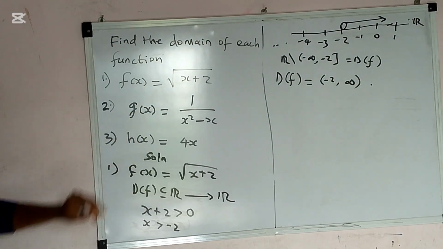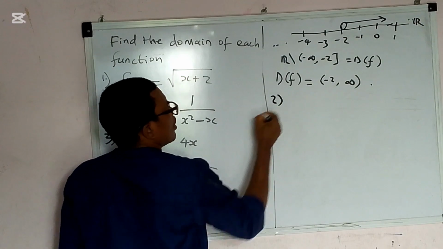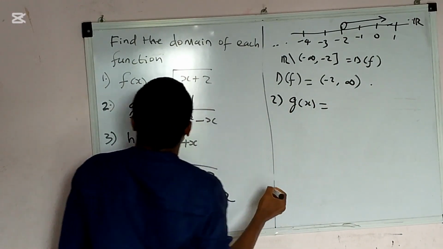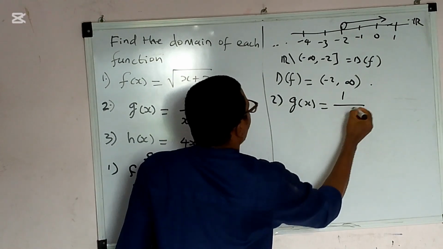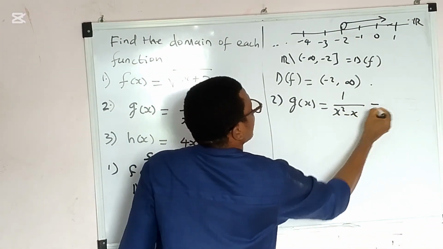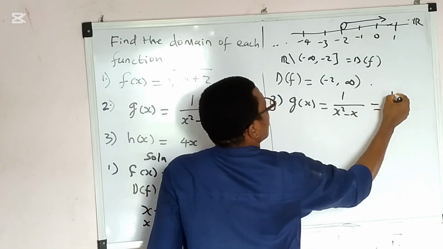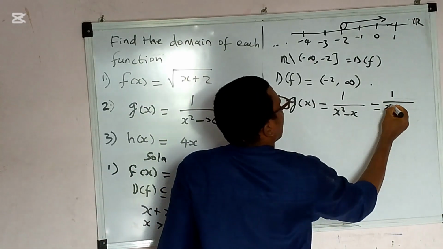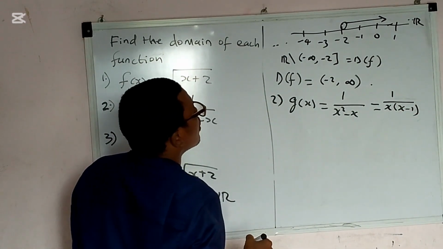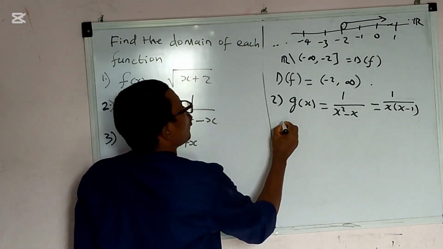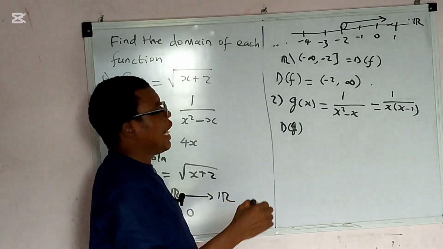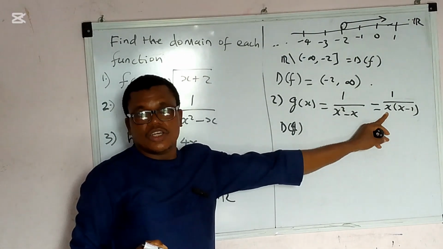Now, for the second function g, g of x is equal to 1 all over x squared minus x. Of course, you can write this as 1 all over x into x minus 1. So now the domain of g are the values of x that will make this function meaningful.